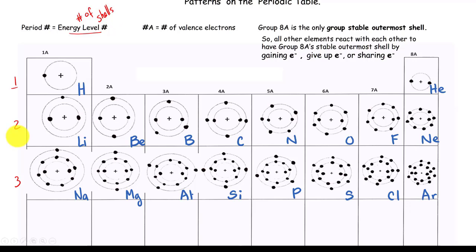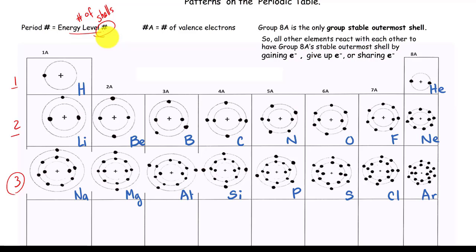Okay? And look at period 2. Look at that. How many shells does it have? All of them have 2 shells. And then look at period 3. How many shells does it have? All of them have 3 shells. And so on. So basically, the period number represents the energy level number or the number of shells. So again, as you go down the periodic table, the energy level is getting higher. So the period number represents the energy level or the number of shells. So that's one pattern on the periodic table.